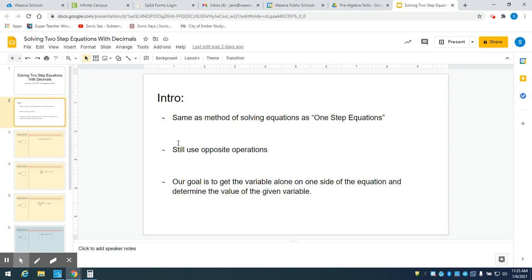We still use opposite operations, and our goal is still to get the variable alone on one side of the equation and then determine what that value is of the variable. And our variable is usually the letter x. So it's the same stuff we have been doing, except today we are including some decimals.